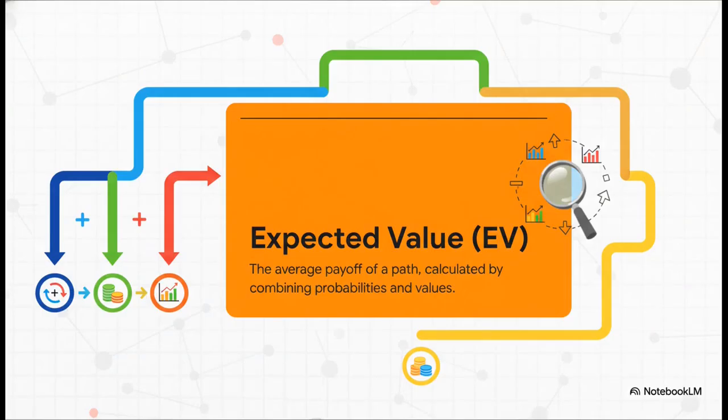So now our tree is all filled out. But how do we compare the branches? For that, we calculate something called the expected value, or EV. It might sound a little technical, but the idea is really simple. It's the average payoff of a path, taking into account the odds of both winning and losing. It boils everything down to a single number.